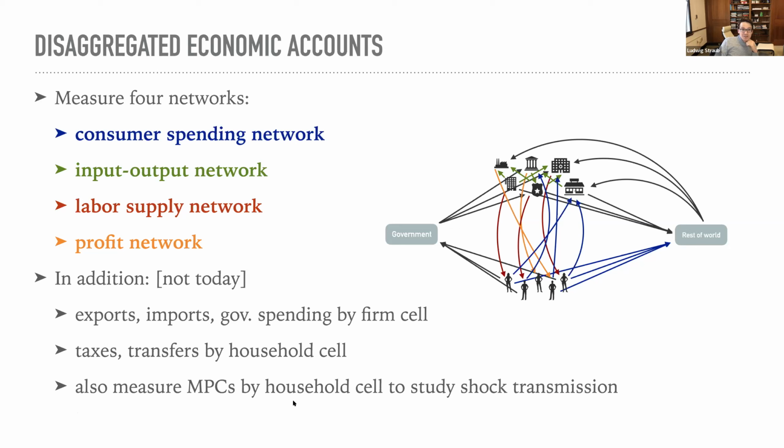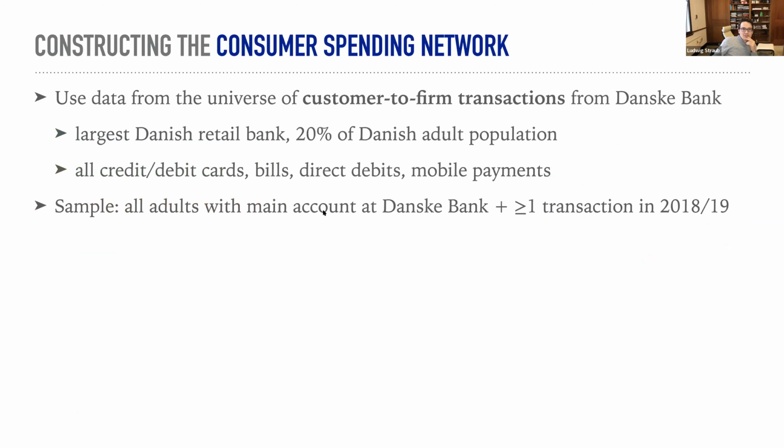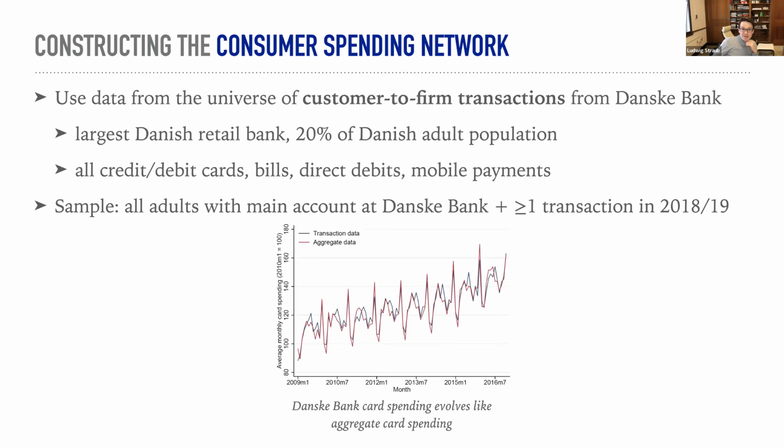So let me tell you how we measure the consumer spending network as the main empirical contribution. We use data from the universe of customer to firm transactions from Danske Bank. Danske Bank is the largest Danish retail bank. It covers about 20% of the Danish adult population. We see all credit and debit card transactions, all bill payments, direct debits, and mobile payments. We use as a sample all adults that have their main account at Danske Bank and make at least one transaction in 2018 and 2019. We've made numerous checks to ensure that this data is representative.